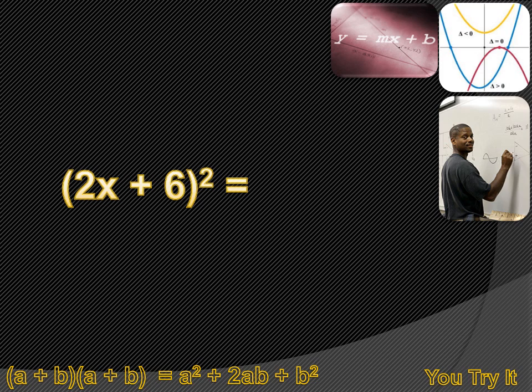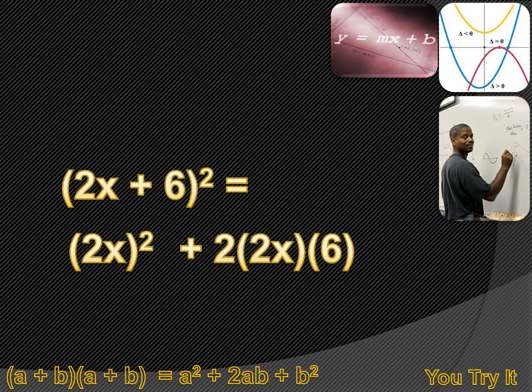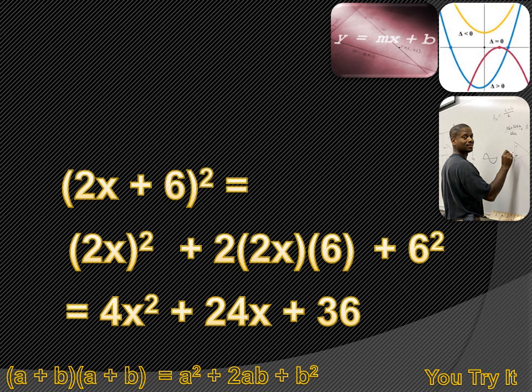We'll use the square of the binomials pattern to help us solve this problem. And the pattern says that my first term is going to be a squared, and my a is 2x. So I'll first add a 2x squared. Then I've got plus 2ab, plus 2 times 2x times 6. And lastly, I've got plus b squared, that would be plus 6 squared. Now I just need to simplify all those terms, and I'll have my answer. 4x squared plus 24x plus 36.